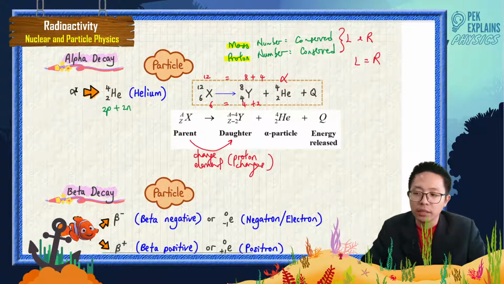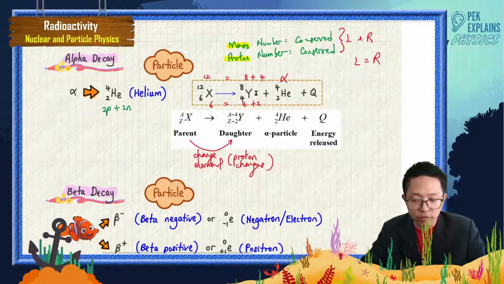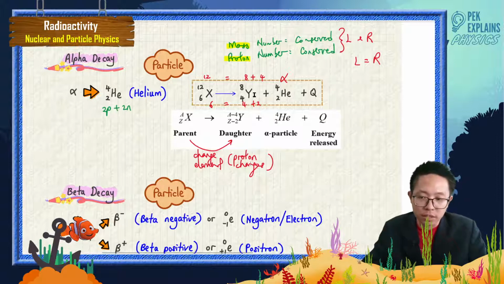So in short, an alpha particle is a helium particle, and it changes the element. That's why you cannot write this one as X. You must change the alphabet. I change from X to Y, meaning the element has changed because there is a change of proton number.